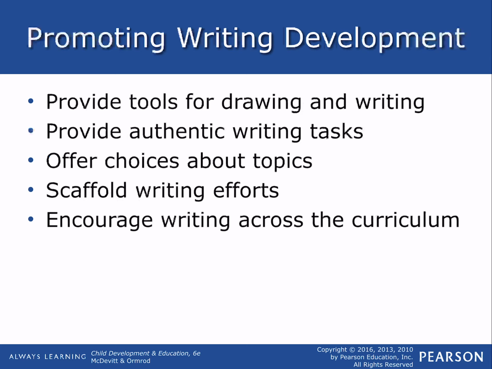So provide tools for drawing and writing. So always have kids, scribbling is a good thing. It's a developmental step to scribble. Provide authentic writing tasks. I want to introduce a concept here, and I want you to really think about this. This is going to be one of your discussion questions, and it is not in your book, okay? It is strictly from this lecture, and it is talking about things being experienced near.